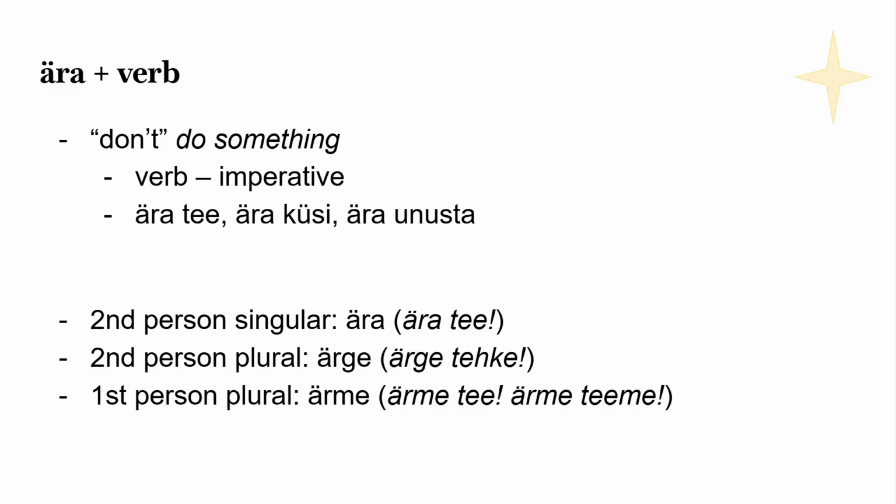So you can check sõnaveeb. We'll come back to this later. And this ära, the negative imperative, can be used in the second person singular, which is what we just looked at, like ära tee, don't do it. You single person, don't do it. Also in second person plural, ärge tehke. You plural, don't do it. And then the first person plural, ärme tee or ärme teeme. Both are correct. So let's not do it.